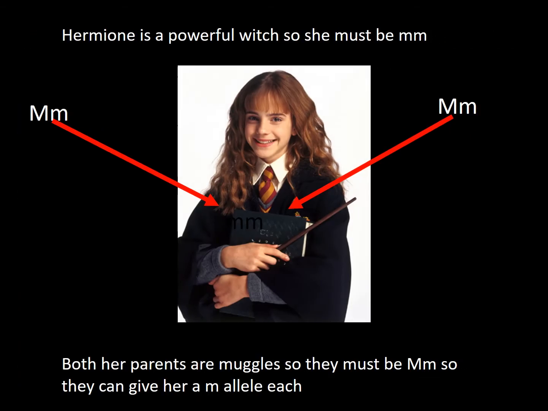Now Hermione, she is a witch, so she has to be little m, but her parents are muggles. So for her to be a witch and her parents to be muggles, that means both parents had to give her a little m allele. So if we were to draw this out real quick, we'll make a quick box. So Hermione, we're going to put her right here, is a little m. That means the mom must have a little m and the dad must have a little m.